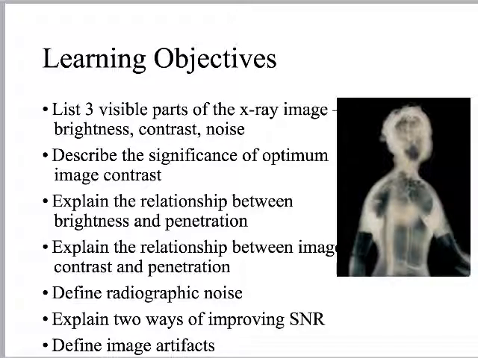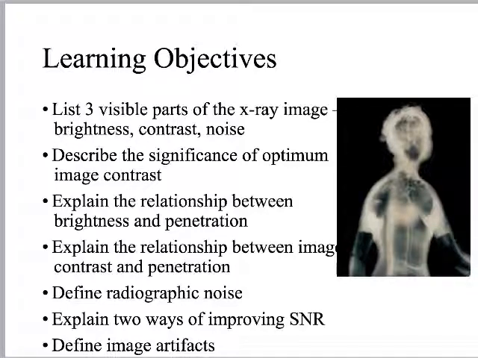We'll talk about the relationship between brightness and penetration, which we haven't necessarily defined yet, but we'll start to move in that direction. We'll explain the relationship between image contrast and beam penetration. And we'll define radiographic noise. We'll talk about ways to improve signal-to-noise ratio, and we'll define image artifacts.